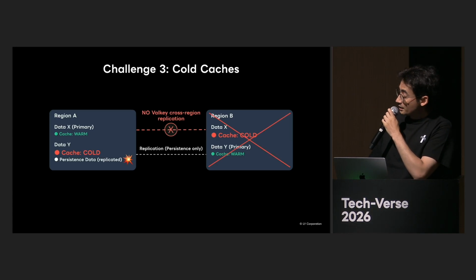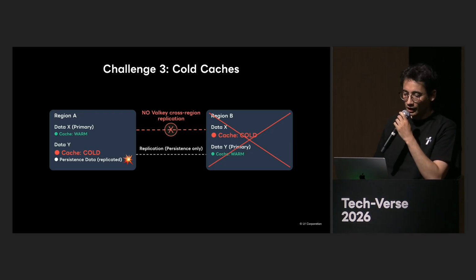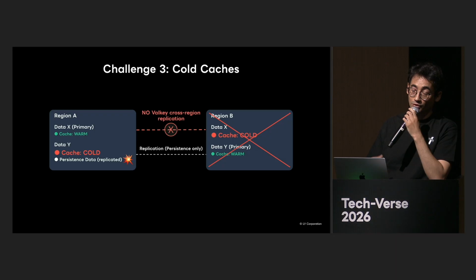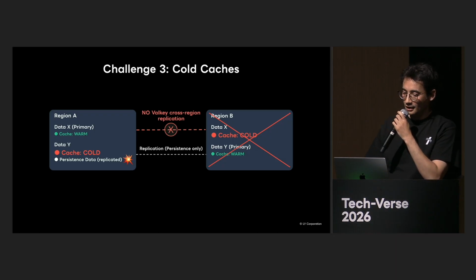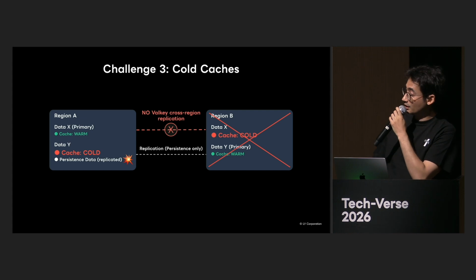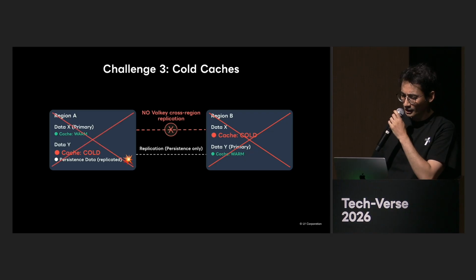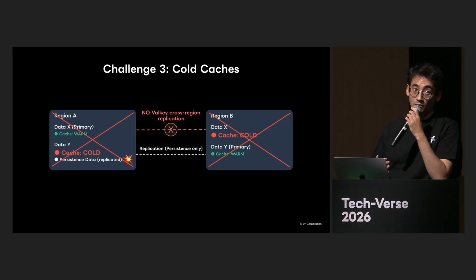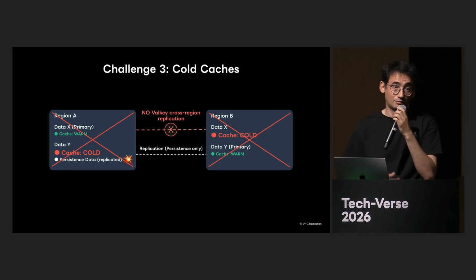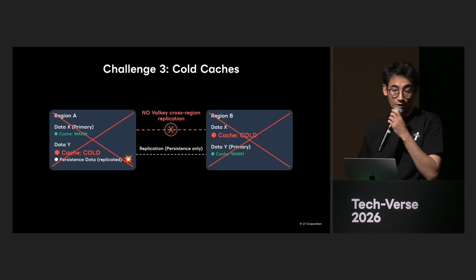So imagine region B goes down. Traffic shifts to region A, but region B's data is not cached there. So every request now falls directly into the persistent layer, and it cannot handle all the traffic by itself. Then the persistent layer gets overloaded. Region A starts degrading too, and what we thought was a single region failure became a two-region outage.